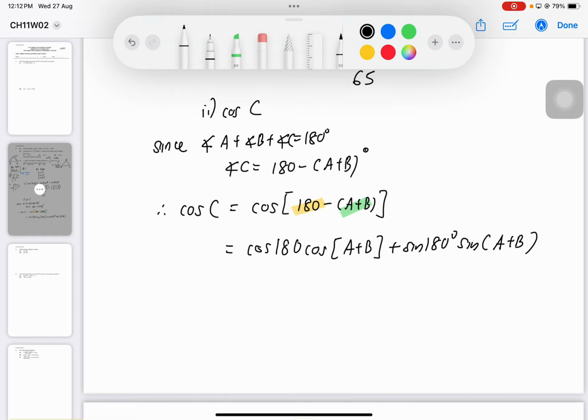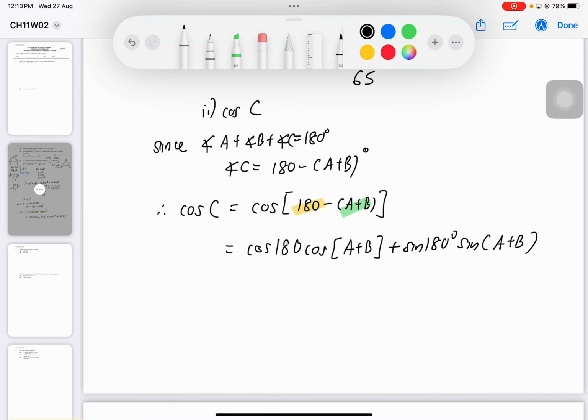Your X is 180. Your Y here is A plus B. Can you see? Cannot. You're very quiet. I'm scared. Who doesn't understand? Jaren, okay?